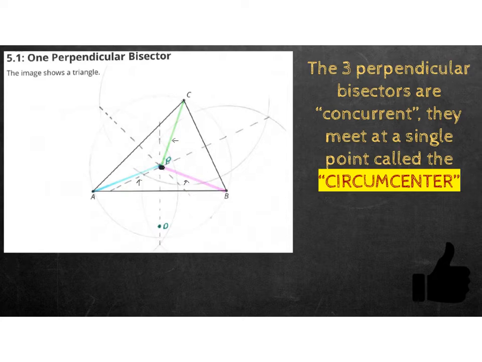What seems to be true? What do you notice about these three lengths? Do they appear congruent to you? So a cool thing about my circumcenter is that it is equal distance to the vertices. So the circumcenter is equidistant to the vertices. So it's the same distance from P to C as it is from P to A as it is from P to B.